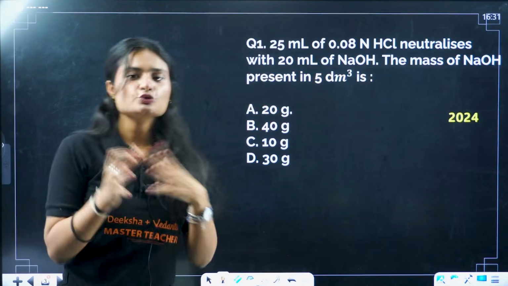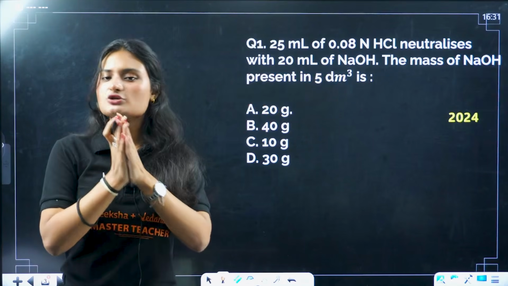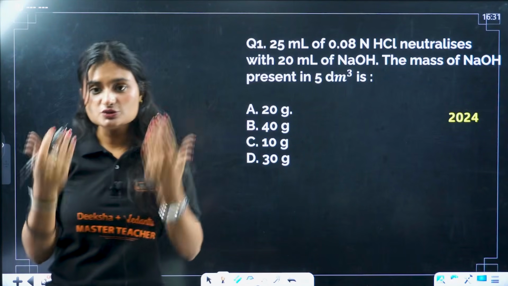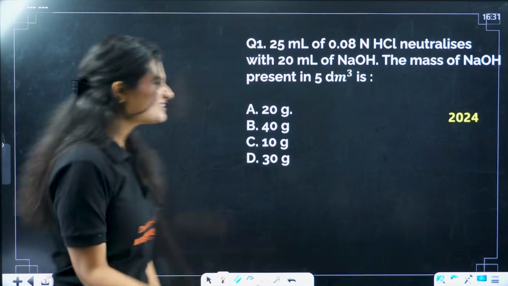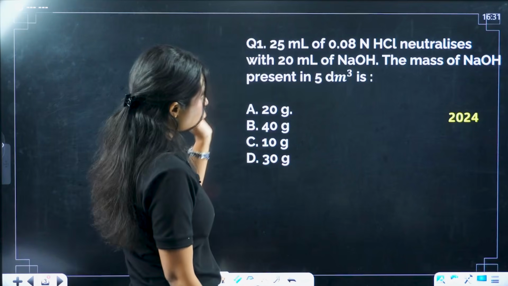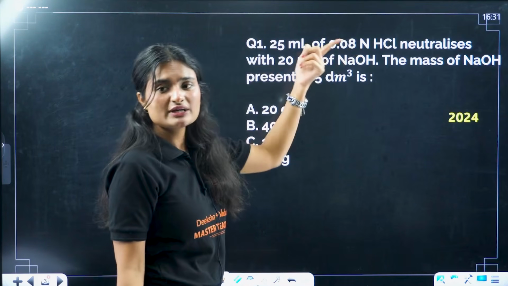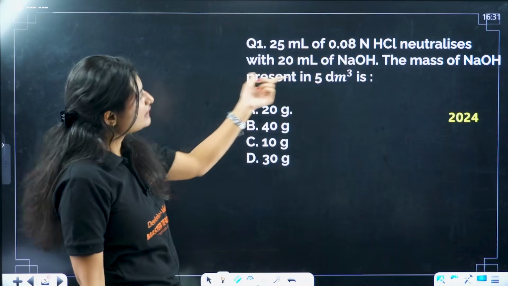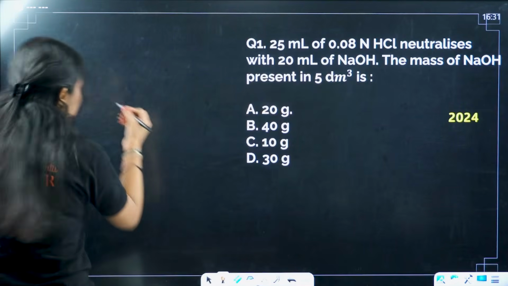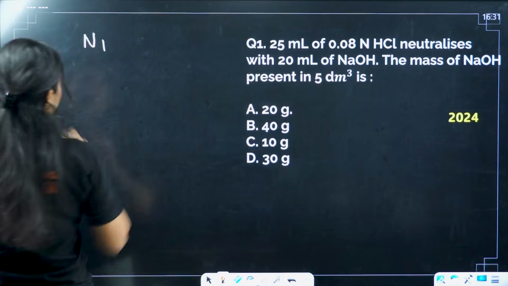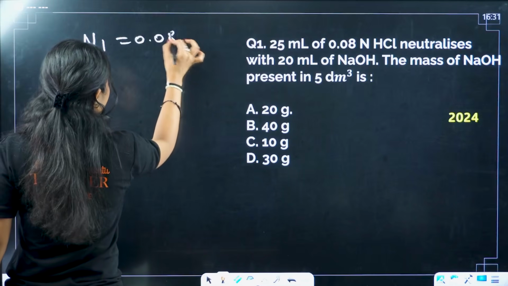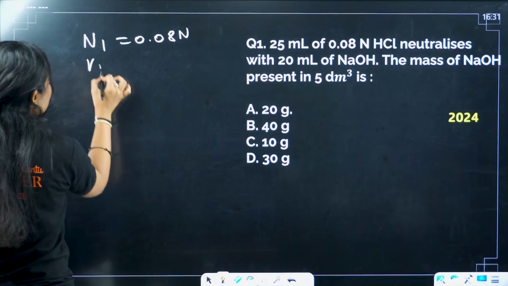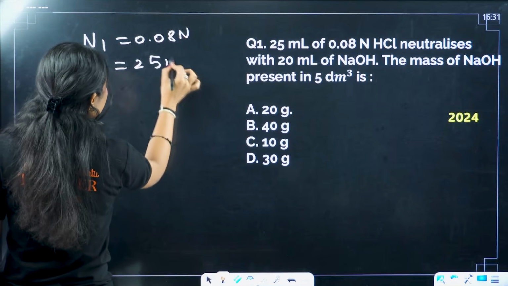I want you to do one thing when you are watching this video. Please solve the questions alongside me so that you know where you stand. And maybe it will be a little revision for us, right? A little revision session. So in this question, 25 ml of 0.08 normal HCl neutralizes 20 ml of NaOH. So what data is given here? We are given N1, which is the normality of HCl, which is 0.08 N. The volume of HCl is also given, which is 25 ml.